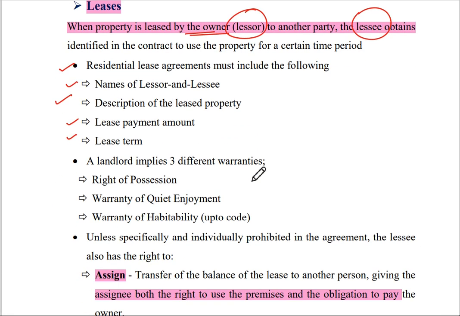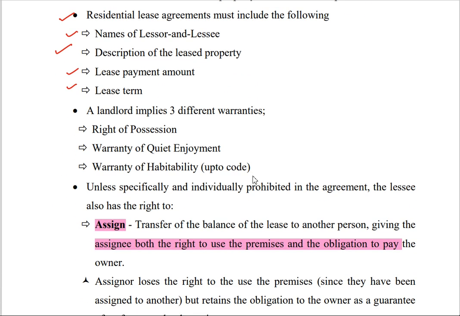Okay. So the landlord, the lessor, gives three kinds of rights to the lessee: right of possession, warranty of quiet enjoyment, and warranty of habitability.